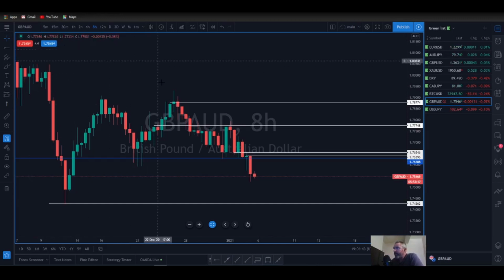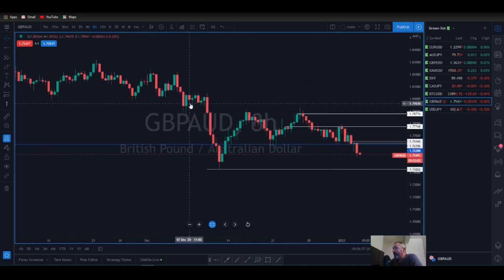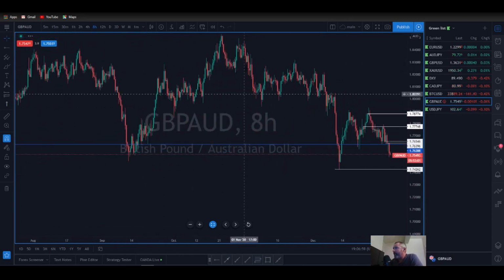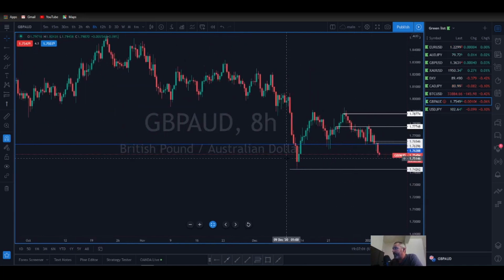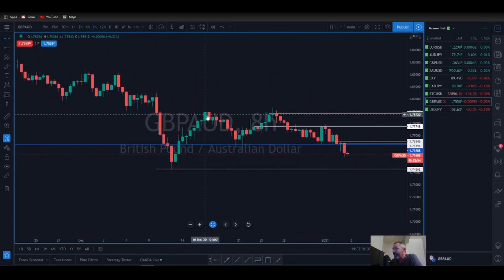All right, so the trade I took today was Pound Aussie. You have Pound Aussie trading down. The near-term trend is down, as you can see with this 8-hour chart. You had a strong push down and then a retest, which is just an area for reload sellers to get right back into this market.